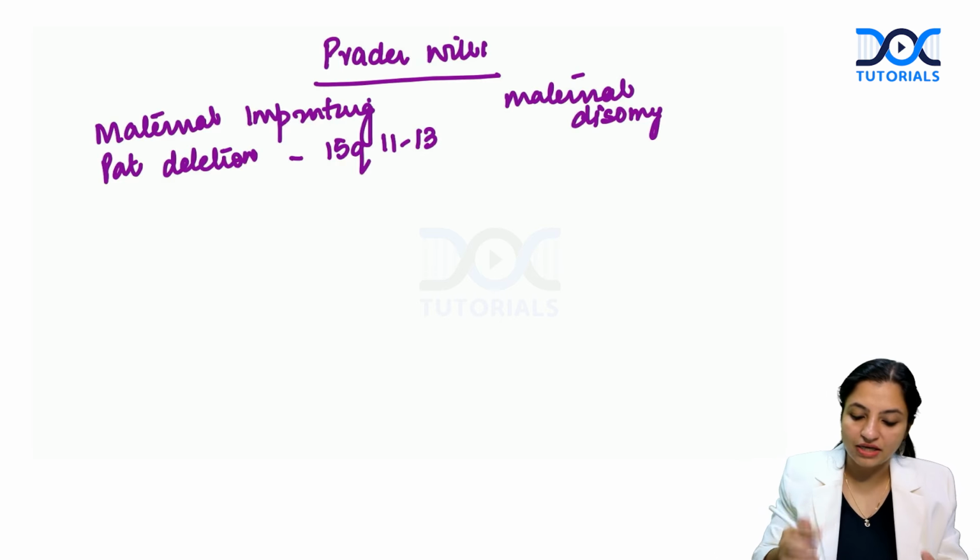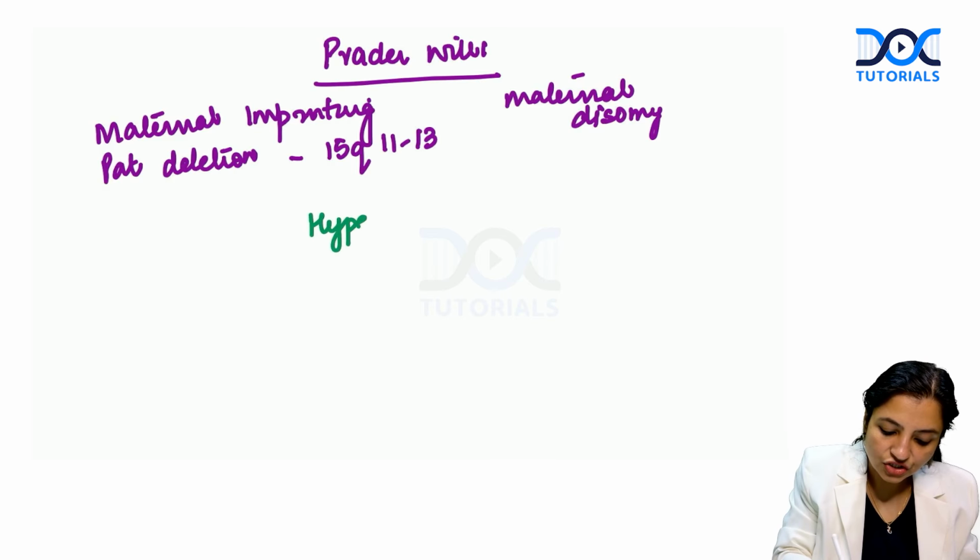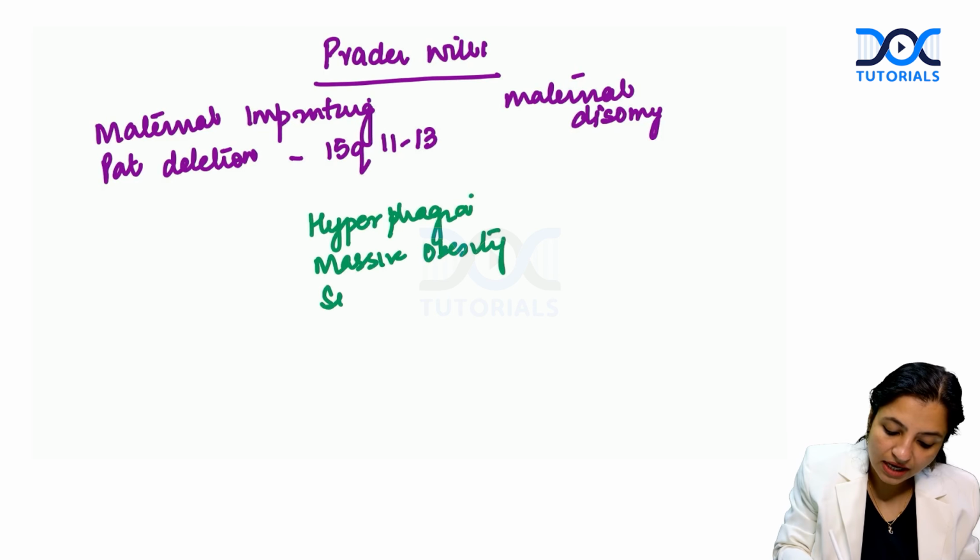So that's Prader-Willi syndrome. These patients usually present with hyperphagia, so they're hungry all the time. Because of this, they get massive obesity, and they have small hands and feet.